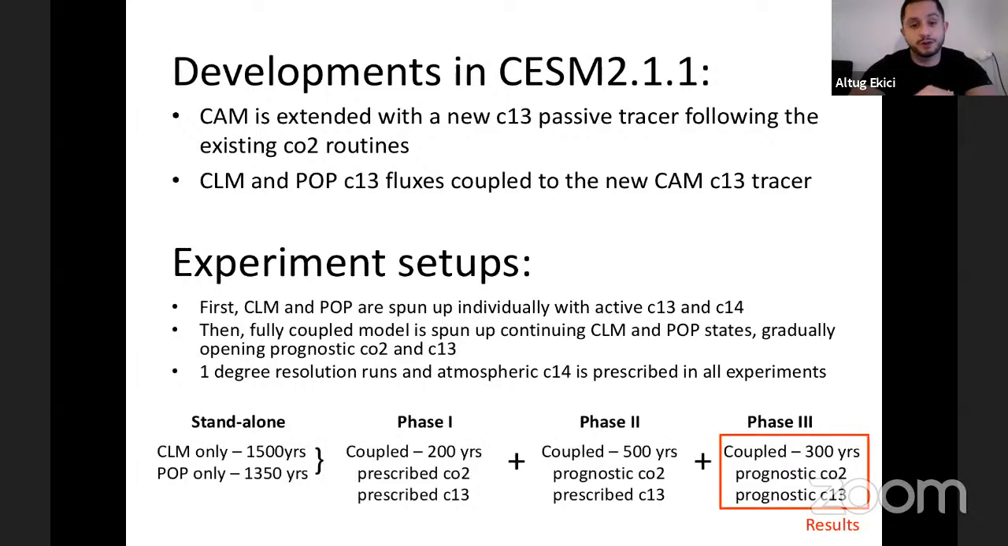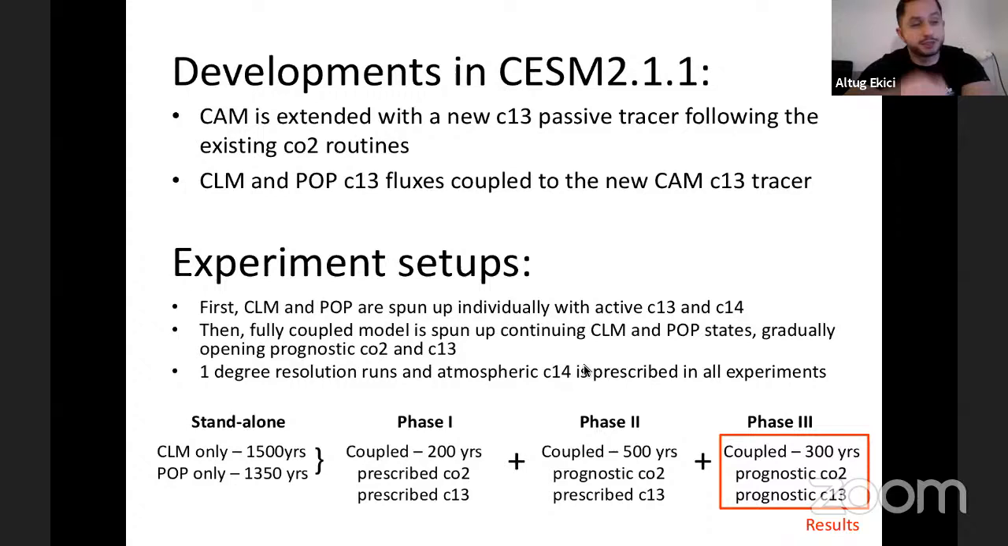To give an overall representation of our experiment strategy, I think you can see my cursor. For the standalone versions, CLM and POP, we ran both more or less 1,500 years with active C13 and C14. Then we started the coupled phase. We have 3 phases for the coupled run. In the first phase, we run for 200 years with constant CO2 and constant C13. I should mention that the pre-industrial atmospheric C13 ratio is hard-coded as -6.6 per mil. This is the accepted value. In phase 1 and phase 2, we use atmospheric C13 as -6.6 per mil.